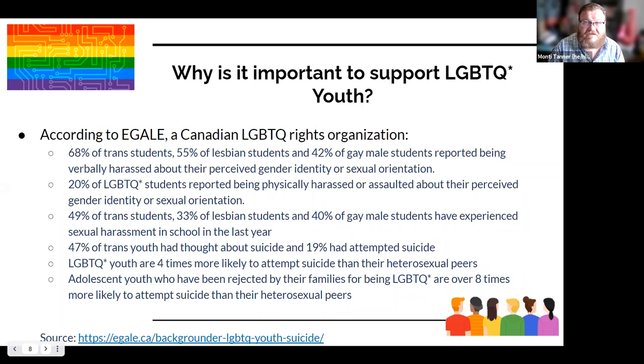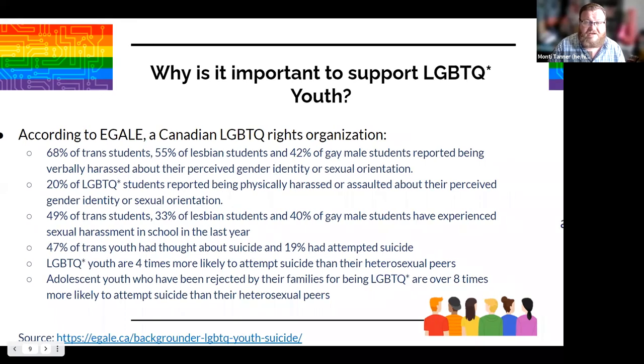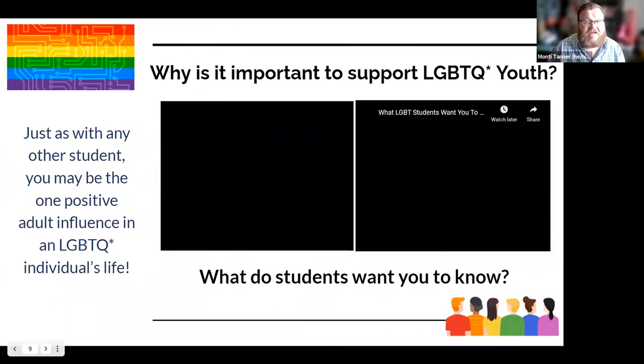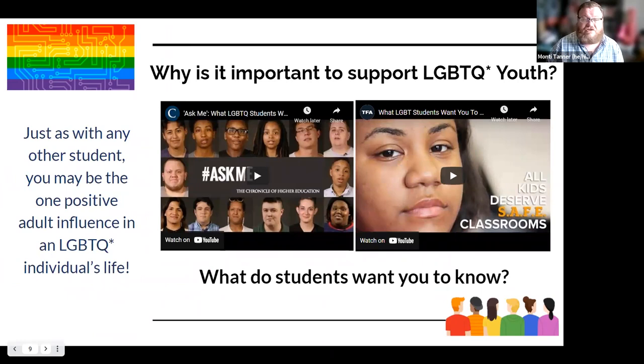Here are some statistics that I don't necessarily need to read through. What they indicate, though, very briefly, is that students who are lesbian, gay, bisexual, transgender, or two-spirit report higher rates of suicide, higher rates of bullying, higher rates of sexual assault, higher rates of sexual harassment, and it's not okay. It is not okay. Again, we've got all the stats to back this up. I strongly believe that just as with any other student, you may be the one positive adult influence in a queer student's life. You have to take that responsibility very seriously.